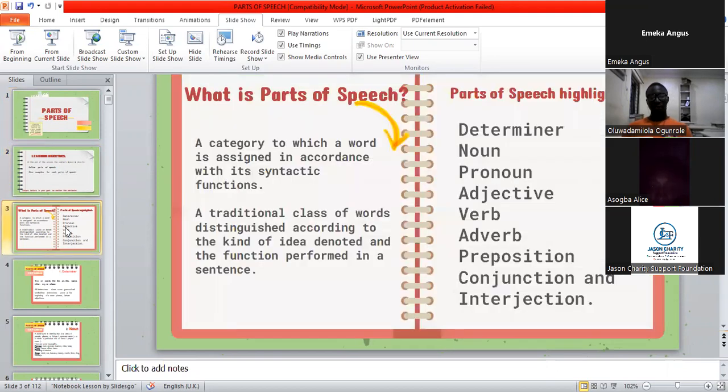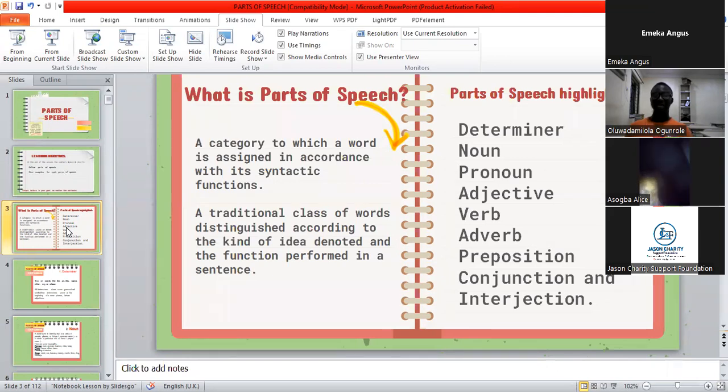So going on with that, what is part of speech? As defined there, it's a category to which a word is assigned in accordance with its syntactic function. Now, the word syntactic there means sentence function. So anytime you hear the word syntactic, we are talking about the sentence. So what we are saying is that the part of speech is a category to which a word is assigned in accordance to how it is used in a sentence.